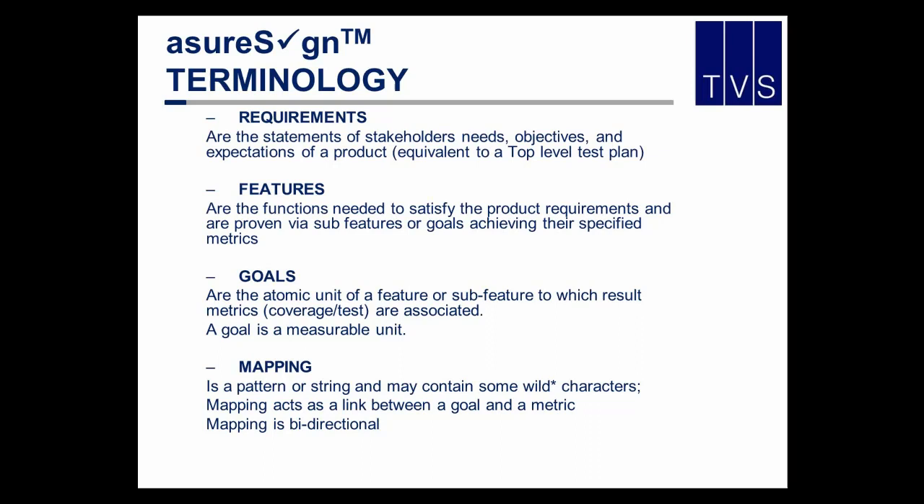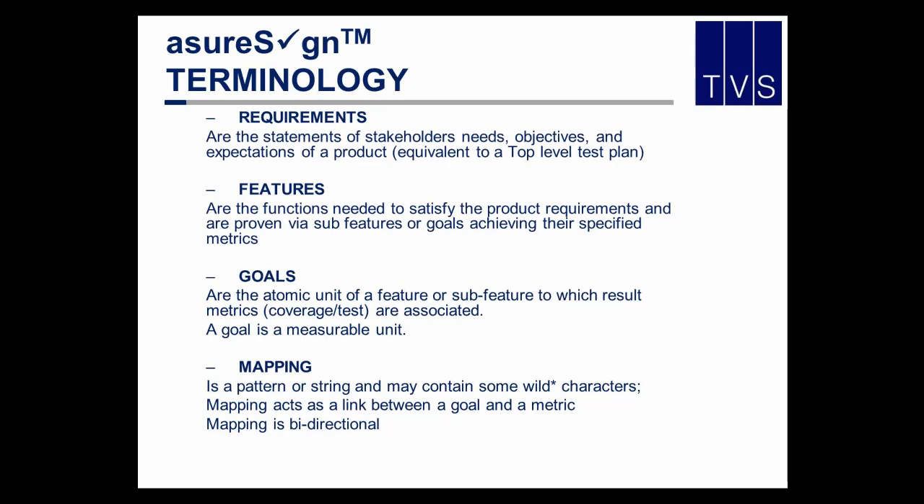So you have a requirement, you want to know whether it's been implemented, and the only way that you can prove that it's been implemented is by testing it and getting that proof, which we call proof of implementation. So a goal, this is an atomic unit of a feature or sub-feature. So this is the lowest level we go down to inside AsureSign, to which result metrics are associated. So it's a measurable unit. But goal is essentially your test plan. So your bottom level test plan is saying this is how we're going to test this and ensure that it works.